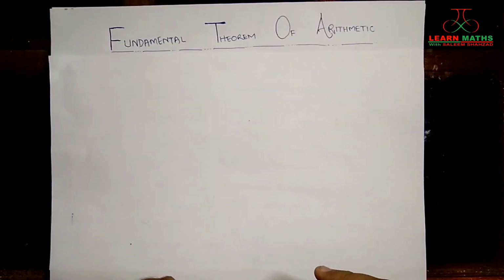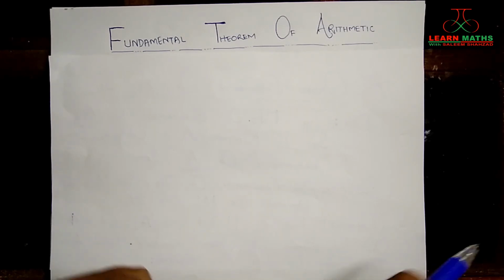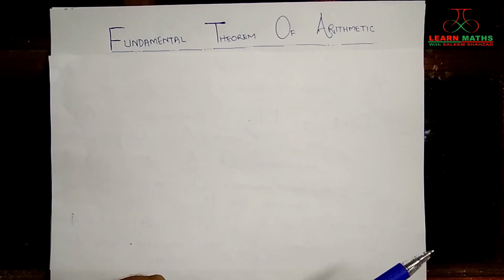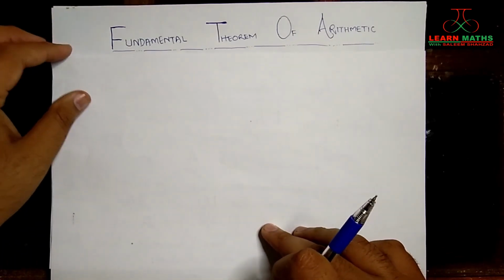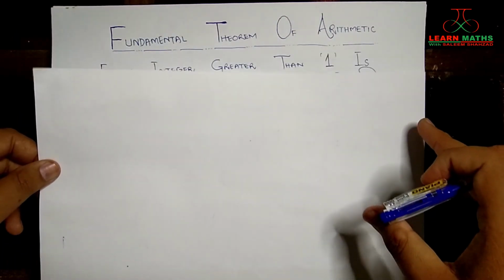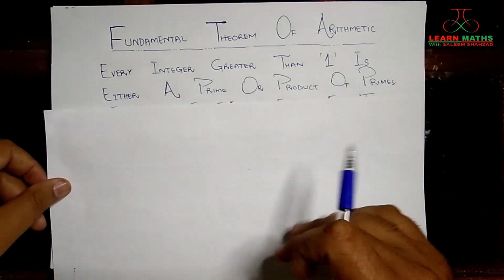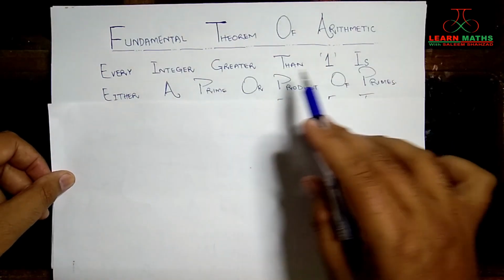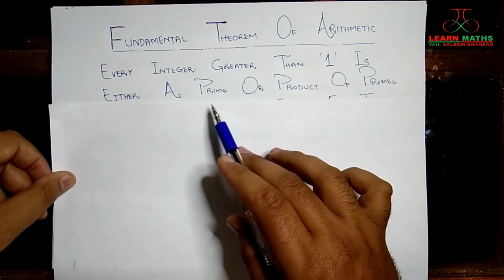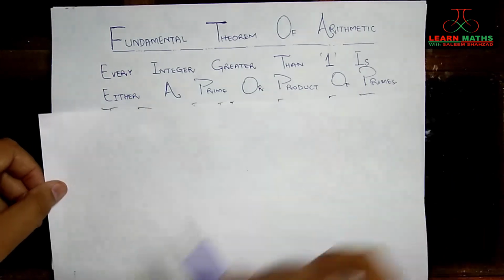The next result that we are going to talk about is one of the most fundamental and most important theorems, or you can say results, of number theory. Okay, so it is known as the fundamental theorem of arithmetic, and it's very simple. Its statement is very obvious, very clear. It says that every integer greater than 1 is either a prime or a product of primes.